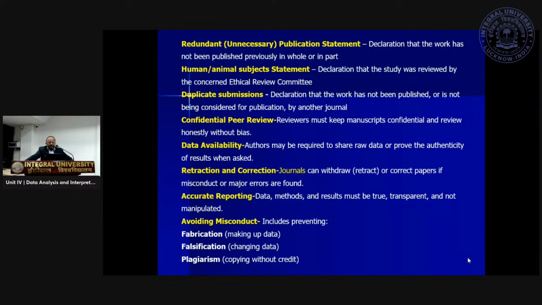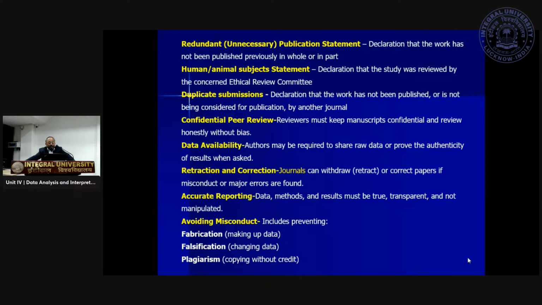Retraction and correction: journals can withdraw, retract, or correct papers if manipulation or major errors are found. This is a provision in every journal that if they feel there are corrections needed, or somebody wants to withdraw the paper from the journal, even if it has already been sent, they can withdraw the paper. It is in the interest of the publisher and the author.